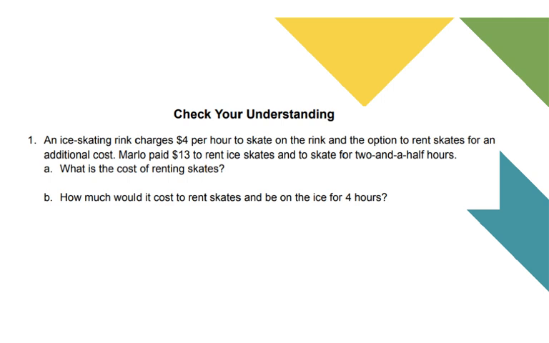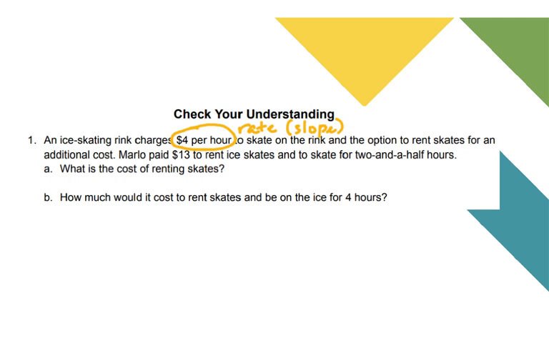Okay, so question number 1 is about an ice skating rink. And I see that we are being charged $4 per hour. Okay, so let's kind of pay attention to this. $4 per hour, doesn't that seem like a rate? And it is. So I'm guessing this $4 per hour might end up being my slope. So whenever you are given a rate, that's your slope.